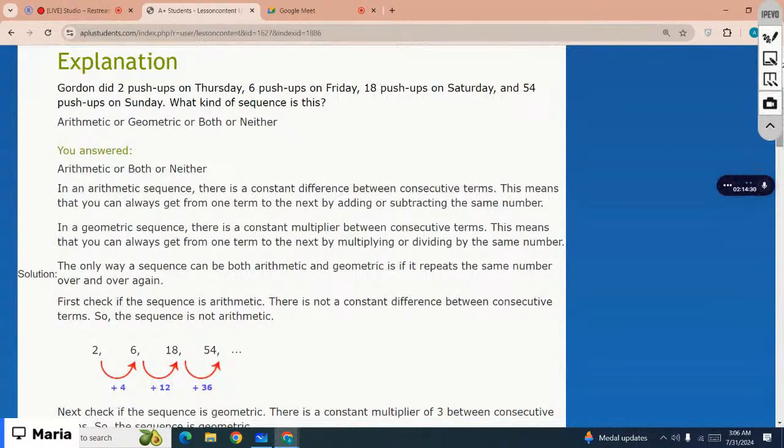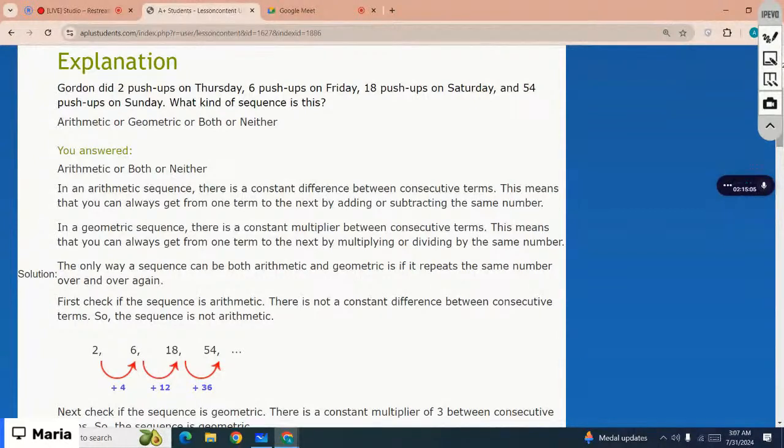In a geometric sequence, there is a constant multiplier between consecutive terms. That means that you can always get from one term to the next by multiplying or dividing by the same number. So if you are multiplying or dividing by the same number, that means it is a geometric sequence. The only way a sequence can be both arithmetic and geometric is if it repeats the same number over and over again.